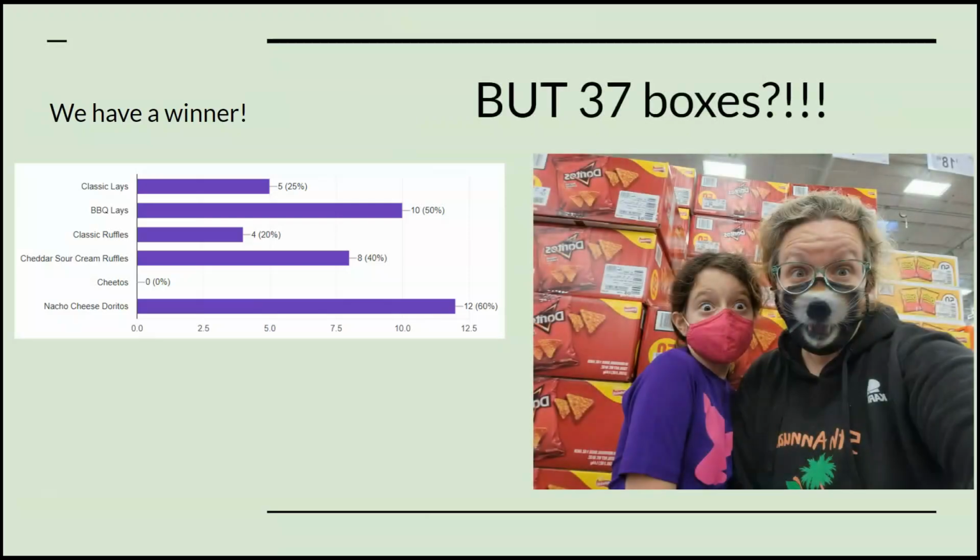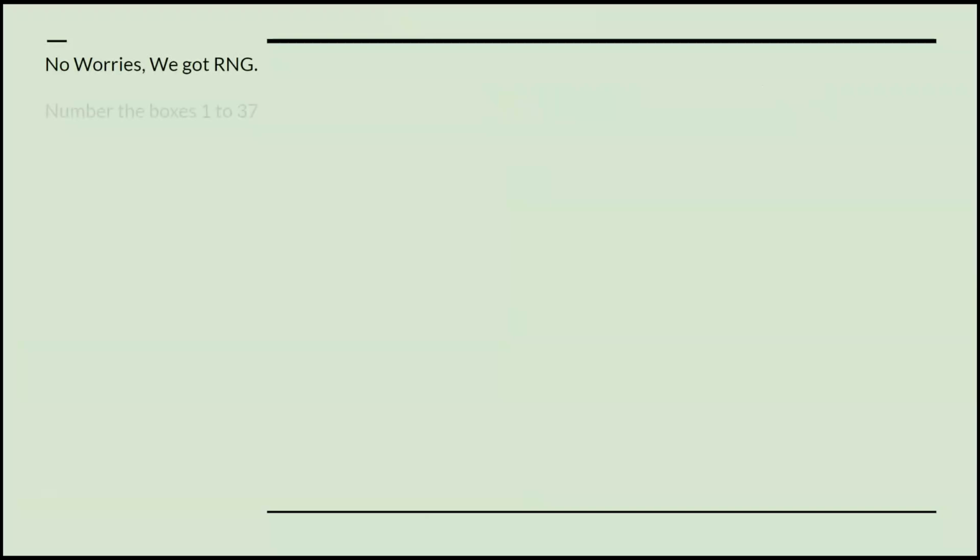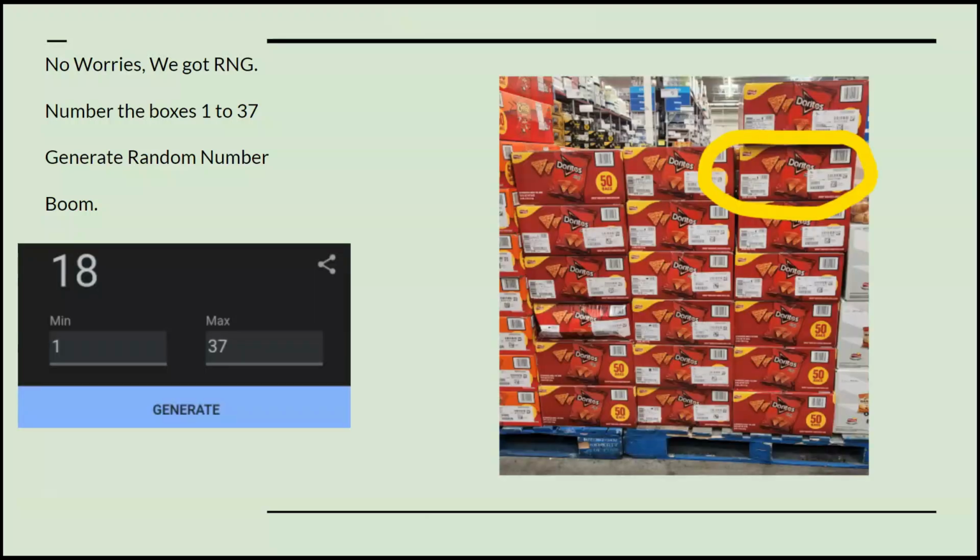What chips do we work with? Well, it's based on our survey. And here's where I sacrifice everything in the name of statistics, because there are 37 boxes in this particular circumstance of Doritos that were selected. So you will see me reorganizing all of the boxes of chips in this store and assigning them a number, and then I will generate a random number. In this circumstance, I got 18, and according to how I numbered the chips, there's box 18, and that is the box that got selected.